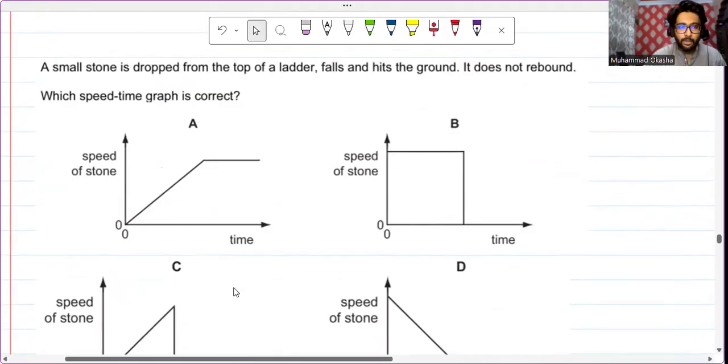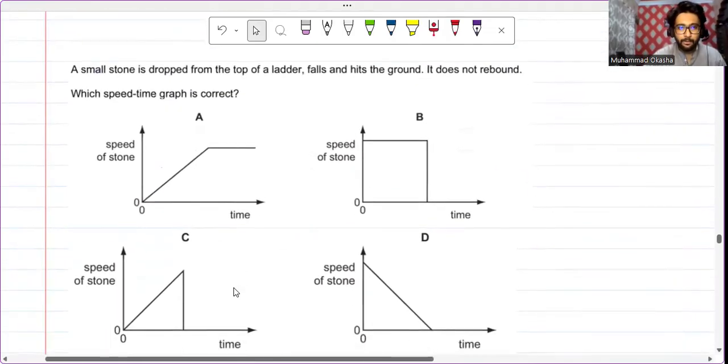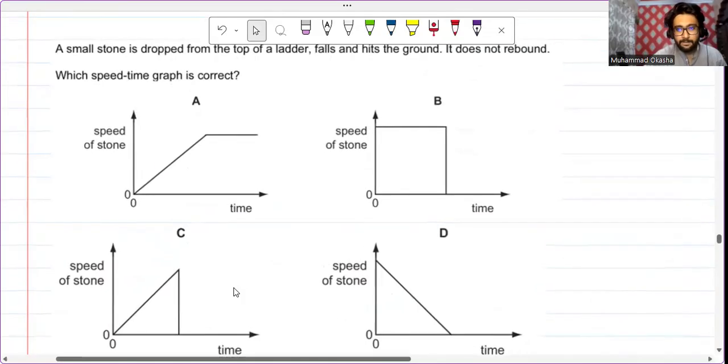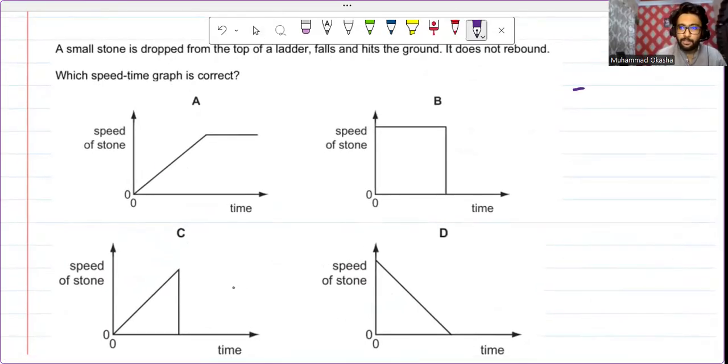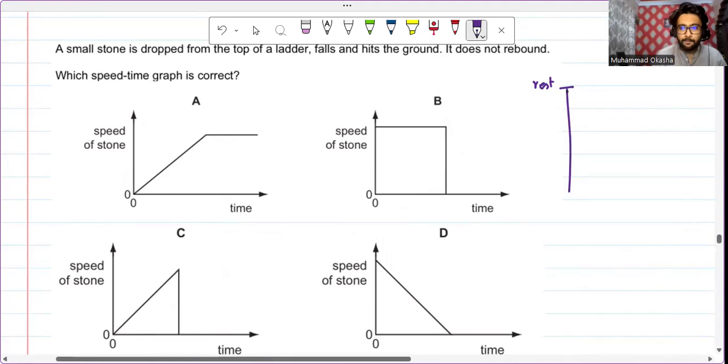A stone is dropped from the top of a ladder. It falls and hits the ground. It does not rebound. Which speed time graph is correct? First, the stone falls. Initially, the stone was at rest. It falls, and of course, it accelerates.